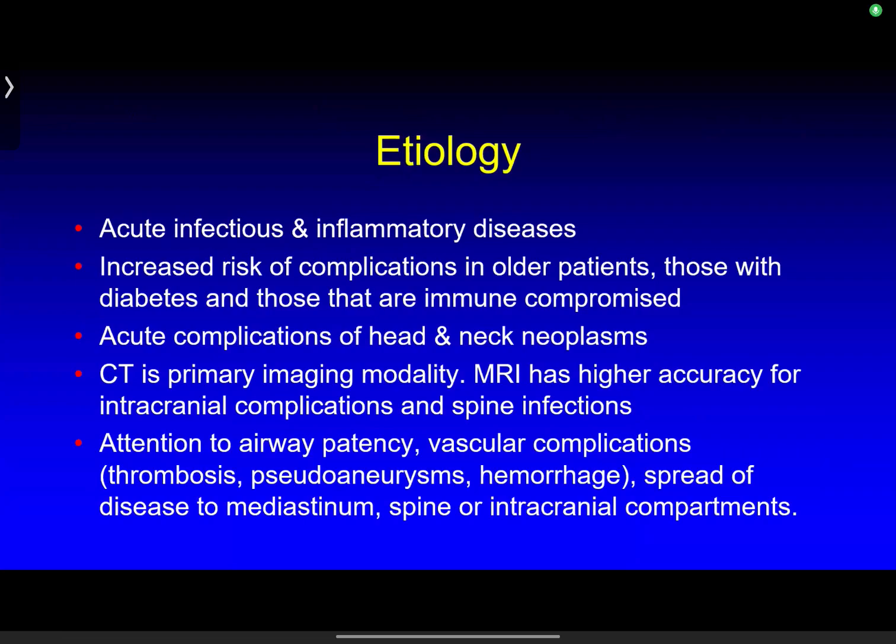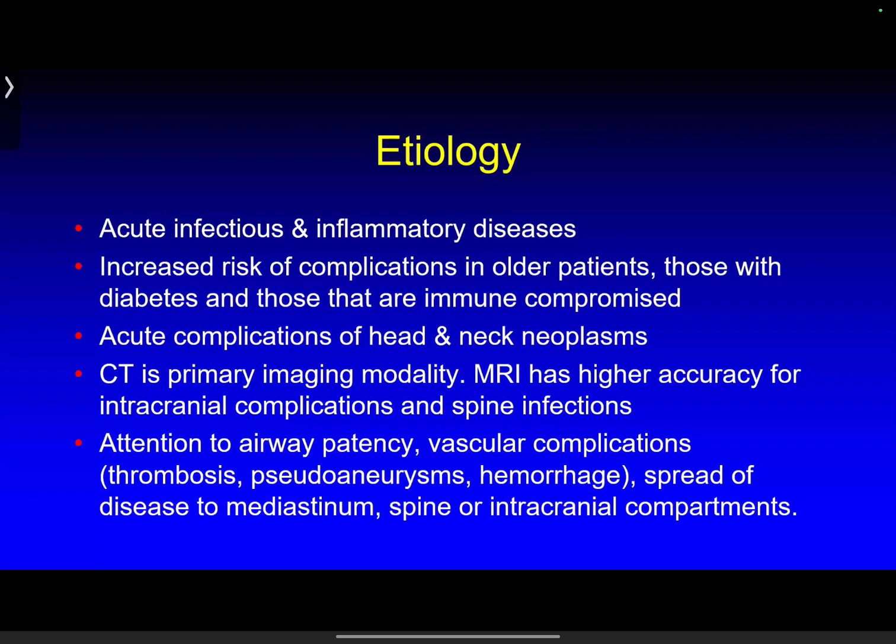Infectious and inflammatory diseases, and acute complications of head and neck neoplasms. Now, usually acute infections resolve spontaneously or with treatment from the primary care provider, and they don't warrant imaging. It's when complications happen that imaging is done. And although complications can happen in otherwise healthy patients, there is an increased risk of complications in older patients, those with diabetes, and those that are immune compromised.